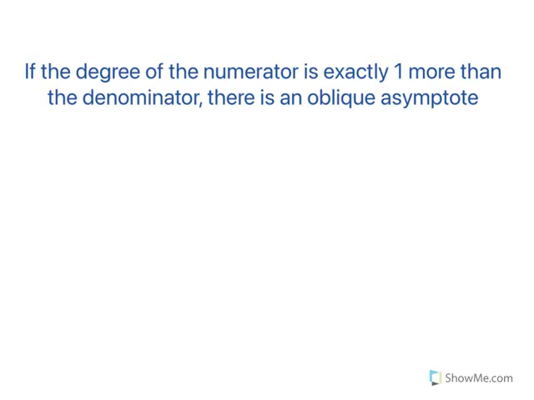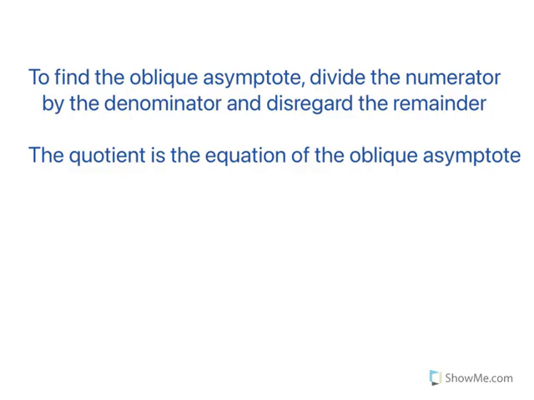Oblique asymptotes. When you are playing with rational functions and deciding whether or not you have asymptotes, when you're looking at horizontal or oblique asymptotes, you will notice that if the degree of the numerator is exactly one more than the degree of the denominator, then you have an oblique asymptote, right? You either have oblique or horizontal, but not both. So you look at the degree of the numerator and denominator.